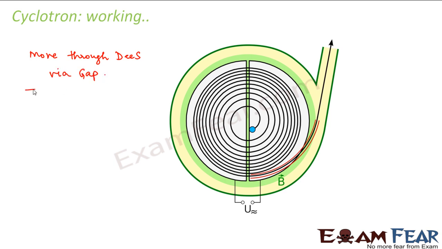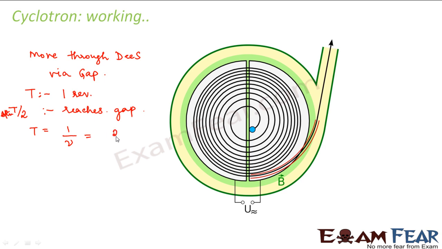Let us suppose that T is the time period to complete one revolution. That means after T by 2, it reaches the gap, because T is the time period taken to complete one circle, but after completing a semicircle it reaches the gap. So after a time of T by 2, the particle reaches the gap. Now what is the time period T? Time period is nothing but 1 by the frequency of revolution.